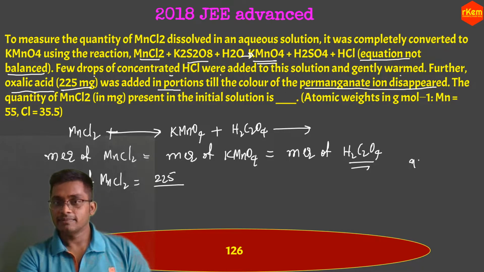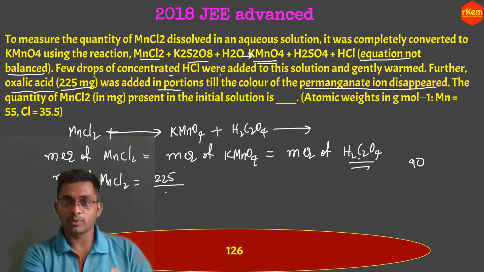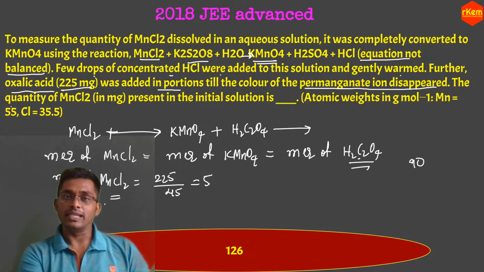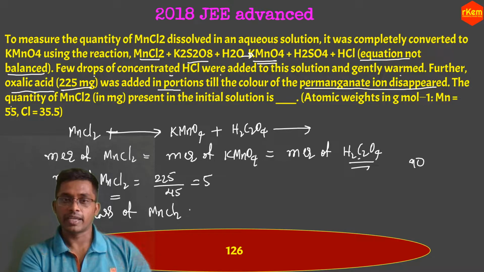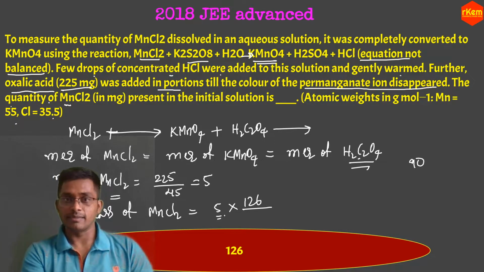Molar mass is 90, but its n factor is 2. So 225 divided by 90 by 2, that is 45. Milliequivalents are 5. Clear? Now what they are asking is the quantity of MnCl2 in milligrams. Milliequivalents are given. How many milligrams? So mass of MnCl2 equals 5 into the molecular mass. Mn is 55 plus chlorine is 71, total 126. Okay, so still I'm taking milliequivalents, so I'll get the answer in milligrams for sure.